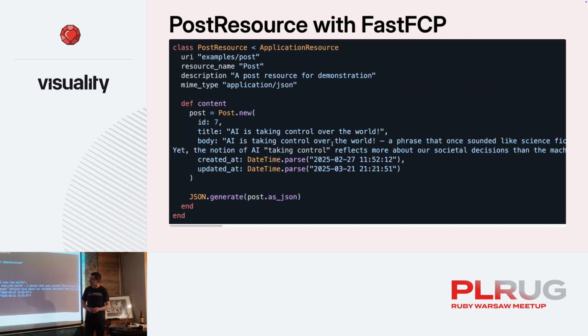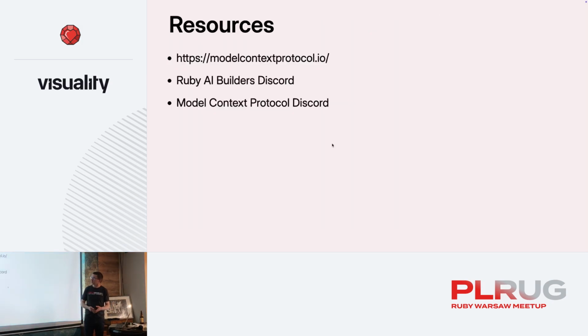I also mentioned that there are resources. Just to have an example, this is the resource definition. And for your resources, you can go to modelcontextprotocol.io. You can read the specification. You can get all the links from there.